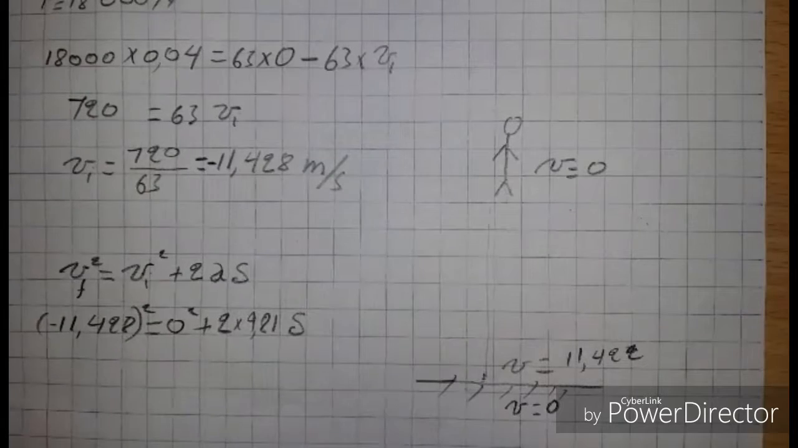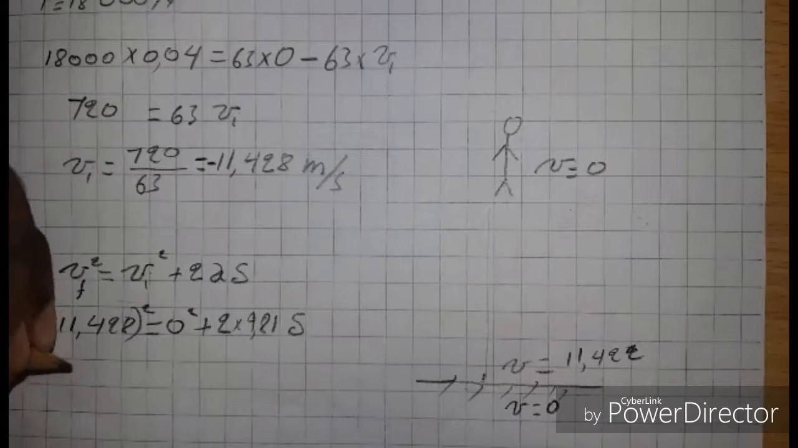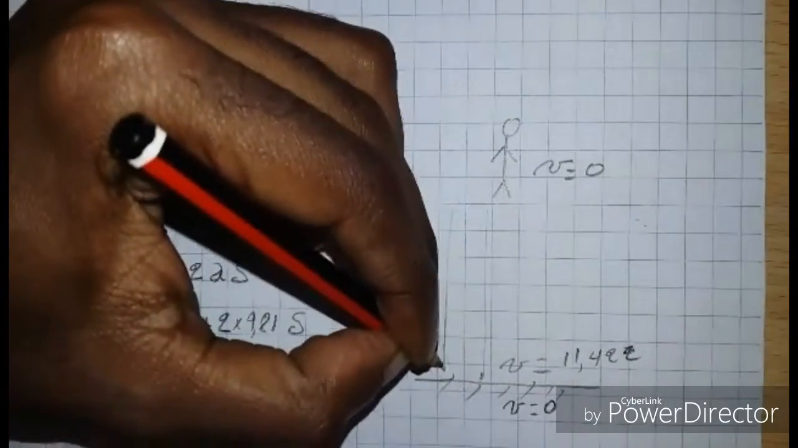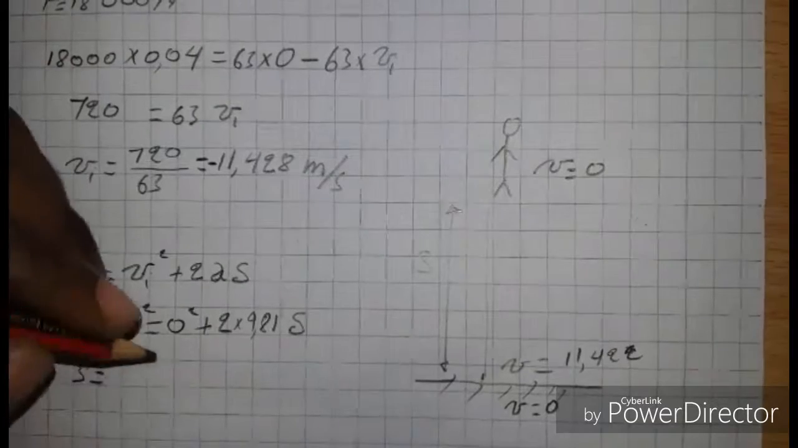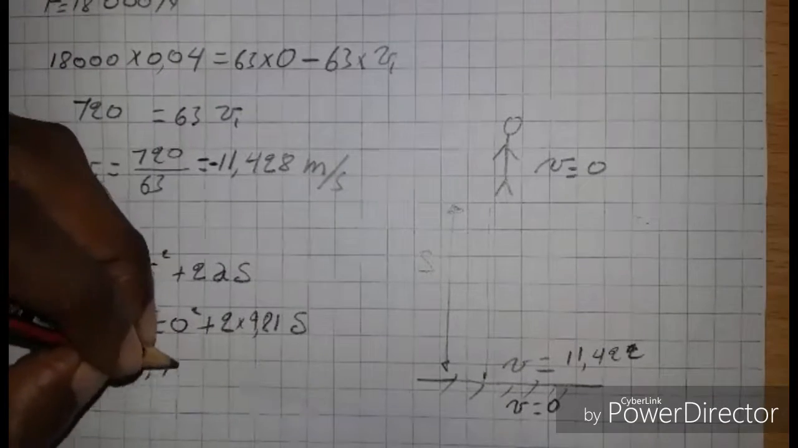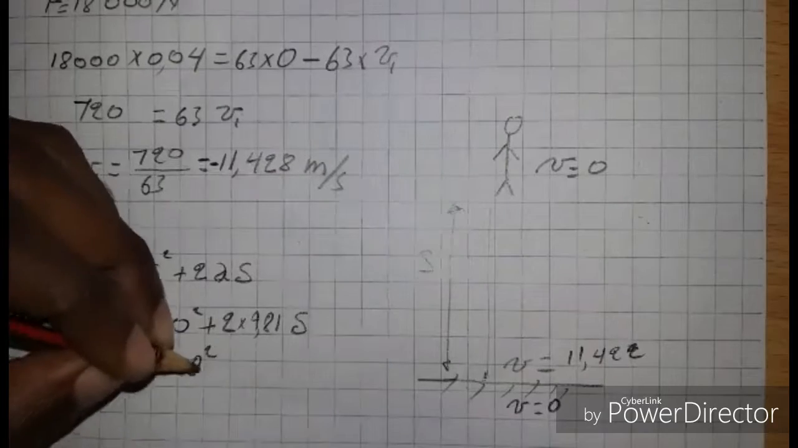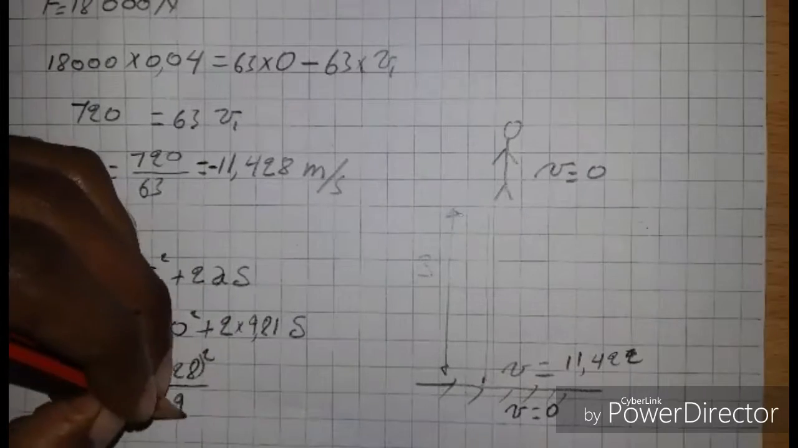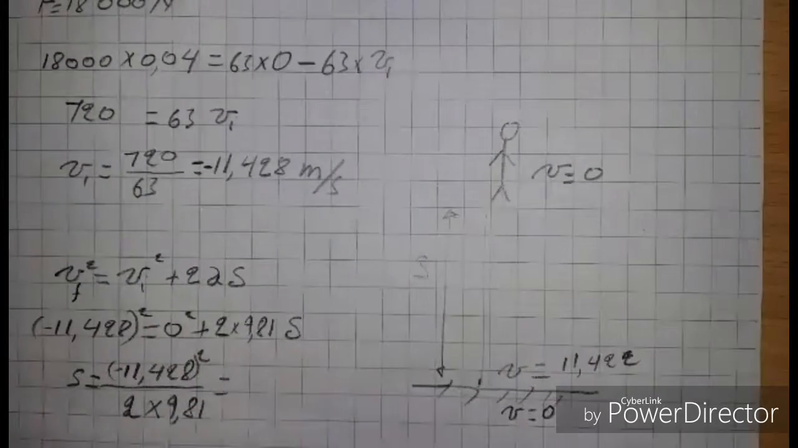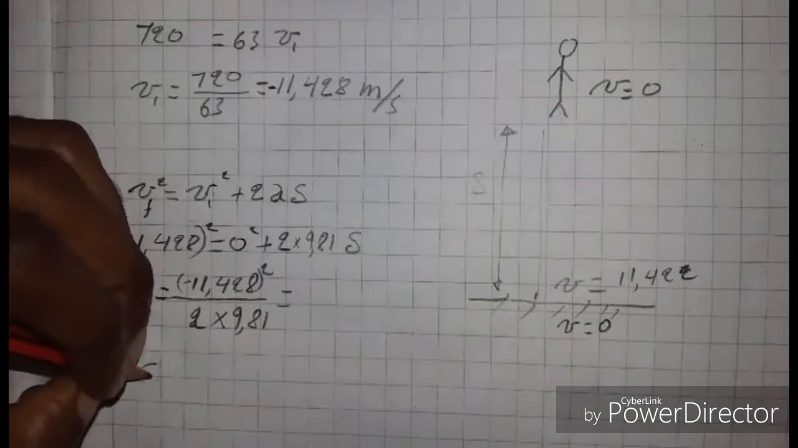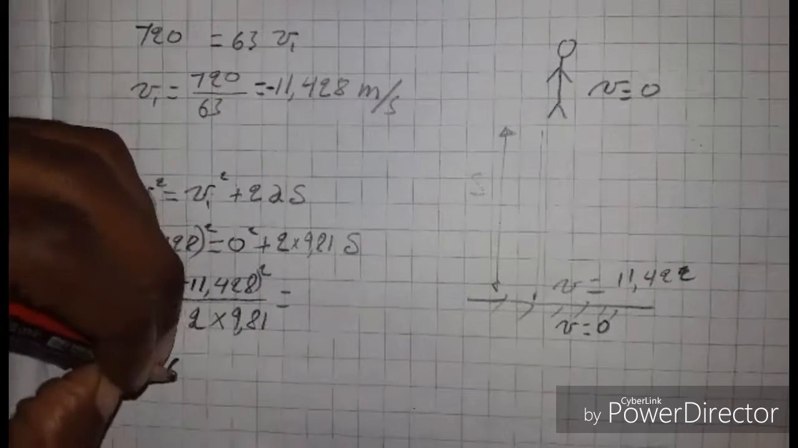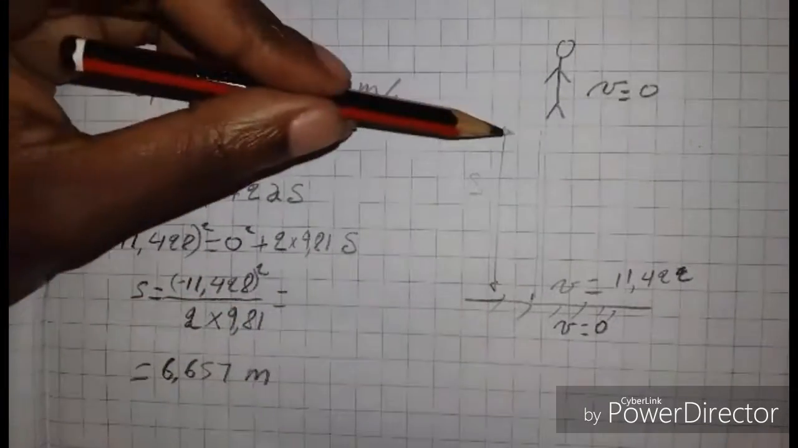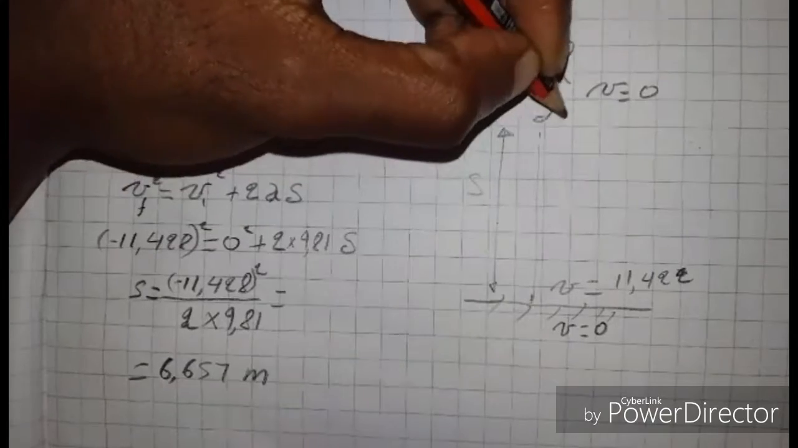So after doing the calculation, I found out that the space will be 11.428 squared divided by 2 times 9.81, and then the final answer will be 6.657 meter. That's the height that the student fell from.